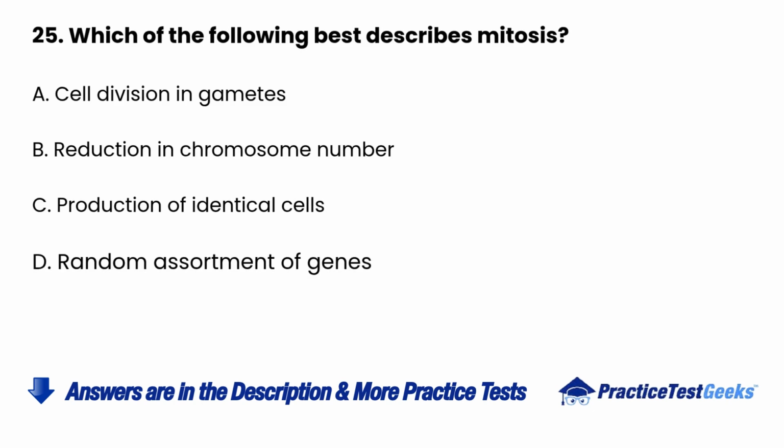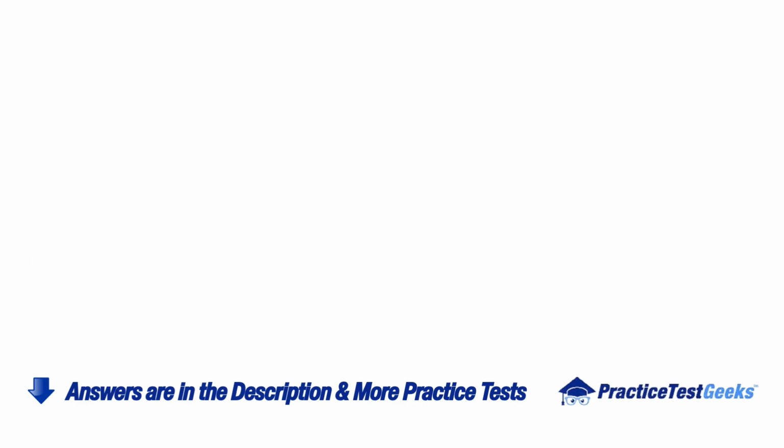25. Which of the following best describes mitosis? A. Cell division in gametes. B. Reduction in chromosome number. C. Production of identical cells. D. Random assortment of genes.